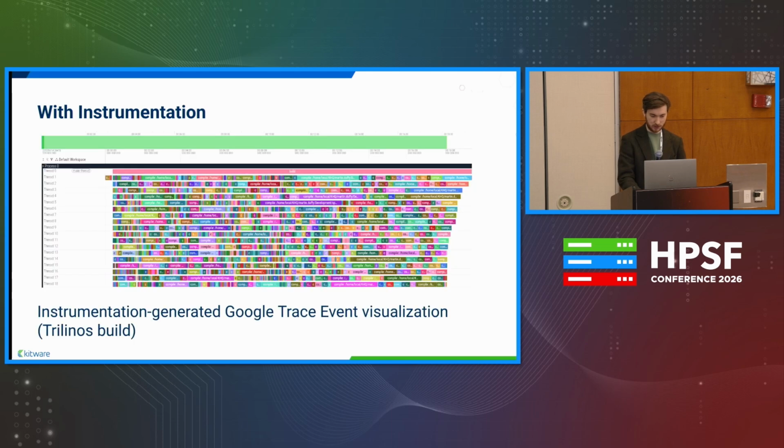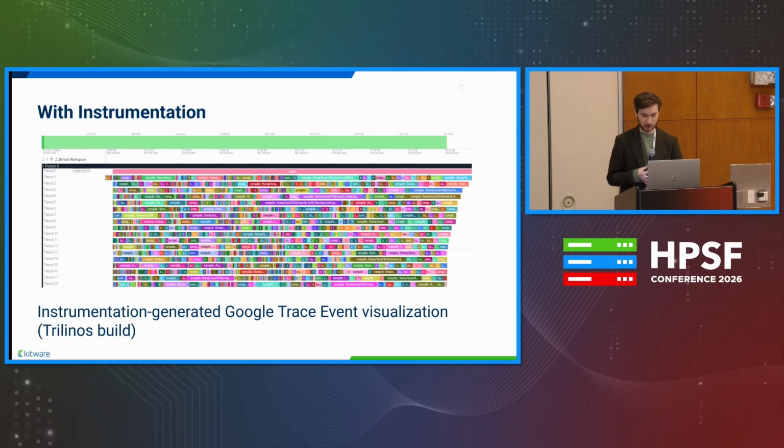So then with instrumentation, this is one of the things you can do: generate a Google Trace event visualization. So this is a visualization of the Trilinos build, but you can see here at the beginning, there's the configure and generate from CMake, and then this pretty highly parallel build, and you can see exactly which compile, link, custom commands are happening when and how long they take.